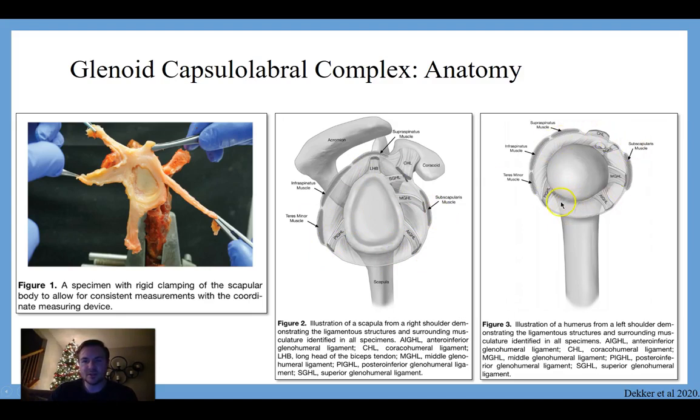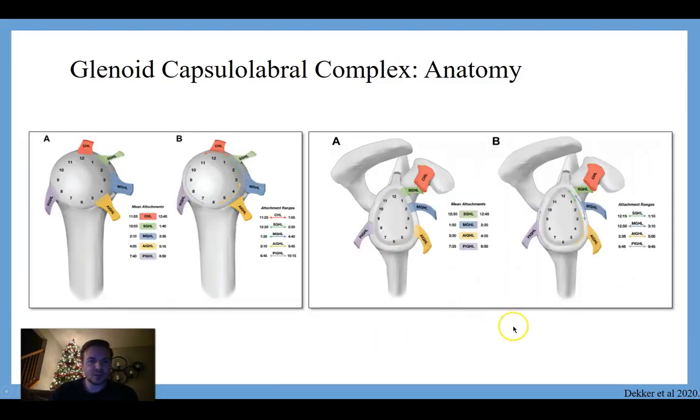Here's the humeral side. Here's the glenoid side. Here's just another illustration of where those ligaments are in relation to what we consider a clock face of both the humerus and the glenoid. In postoperative cases, you'll need to know this better, but this is just a reference slide. You won't need to really know this for the test.